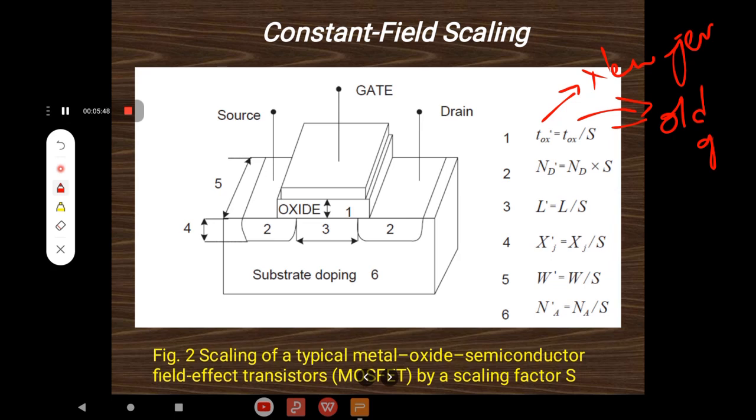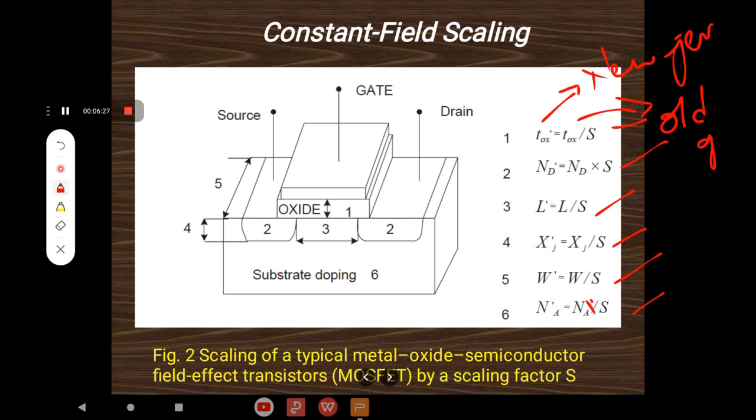Where ND' is nothing but the concentration, which, in order to maintain the constant field in the device, is also increased by a factor S. As well as L', which represents the new generation length, is equal to the previous generation length reduced by the scaling factor S. As well as Xj represents the junction depth, which is also decreased by a factor of S. W' is nothing but the width, which is also decreased by a factor of S. And Na bar is nothing but the doping concentration, which is also increased by a factor of S.